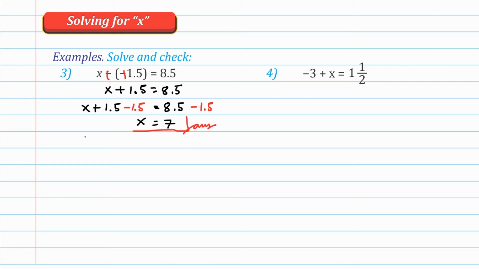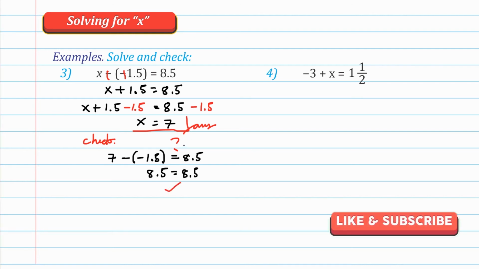Again, of course, you can check whether your answer is correct or not by substituting. So we have x, which is 7, minus negative 1.5. Remember, you always substitute in the original equation. Is it equal to 8.5? Let's try. 7 plus 1.5 is 8.5, which is equal to the right side. Therefore, this is a true statement. Our answer must be correct.